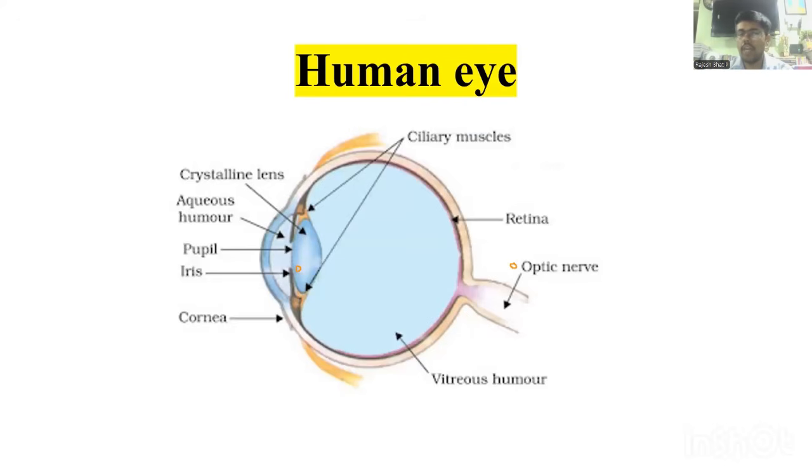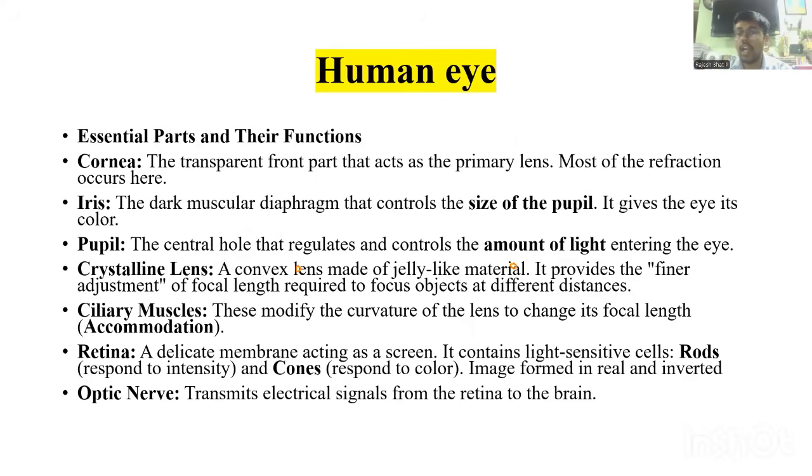Firstly, human eye. Everybody knows the human eye? Okay, the retina is a screen that is there behind, where we get the image. Some important points. Cornea, the first part: they will ask where the refraction of light happens. Refraction happens in the cornea. Who decides the color of our eyes? We say green eyes, brown eyes. Who decides? Iris decides.